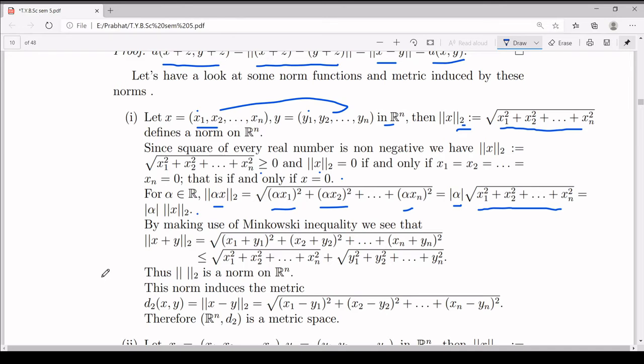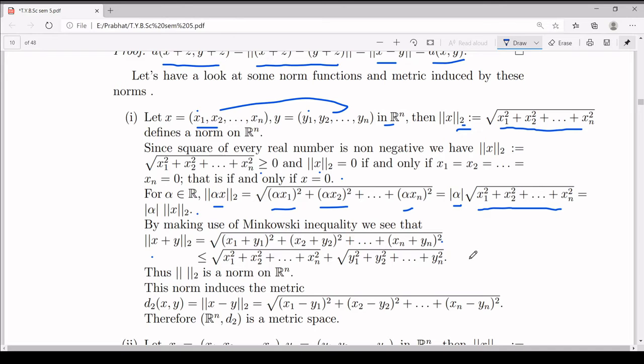Now the third, the triangle inequality, which we need to prove. So norm of x plus y is the square root of (x1 plus y1) the whole square, plus (x2 plus y2) the whole square, plus ... plus (xn plus yn) the whole square. Now here we will make use of the Minkowski inequality.